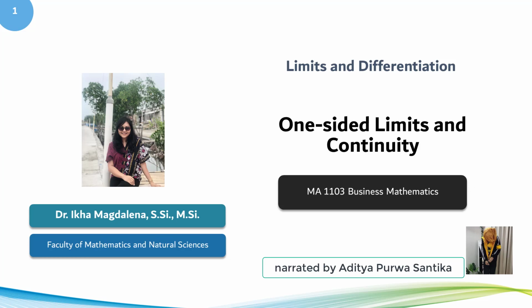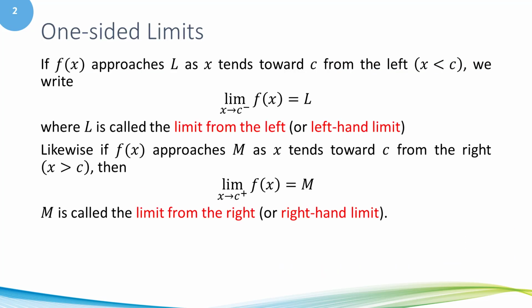Hi all, Adit here. We will continue our topic of limit to one-sided limits and continuity in this video. In the previous discussion of limit, we just say we approach c, but here in one-sided limits, we will specify from where we will approach c. If we want to approach c from the left, we say x to c minus, and if we want to approach c from the right, we say x to c plus.